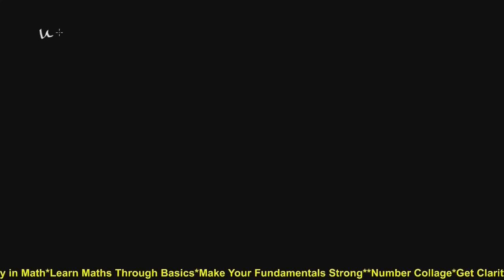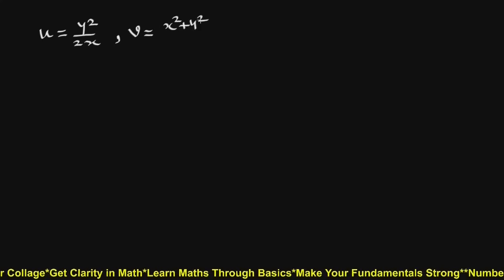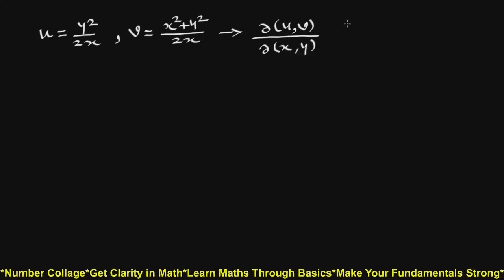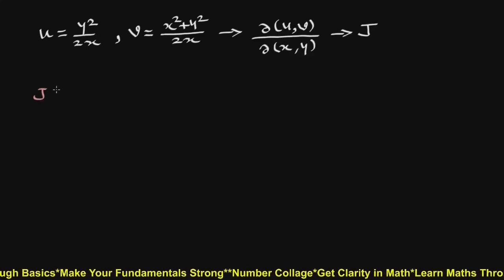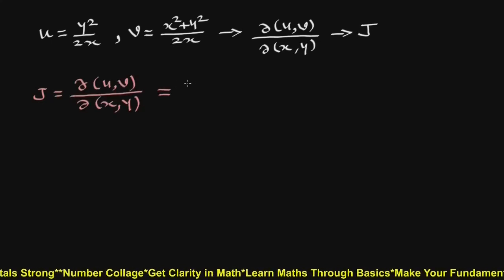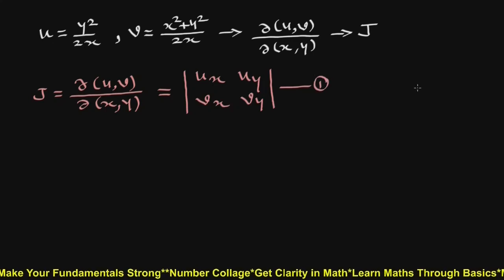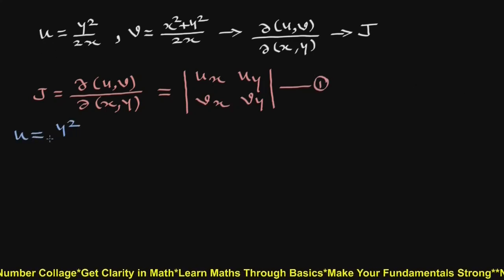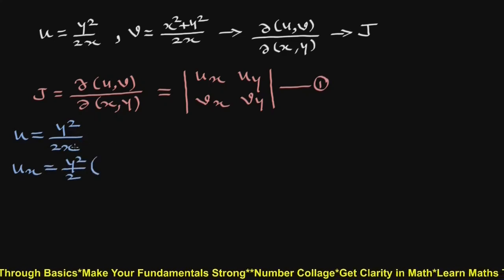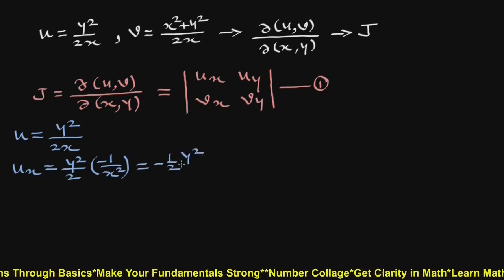If u equals y square upon 2x and v equals x square plus y square upon 2x, we have to find ∂(u,v)/∂(x,y), that is Jacobian J. So Jacobian J, ∂(u,v)/∂(x,y), will be determinant u_x, u_y, v_x, v_y. We name this 1. Now u equals y square upon 2x. So u_x will be y square upon 2 into derivative of 1 upon x, minus 1 upon x square, which is minus half y square upon x square.